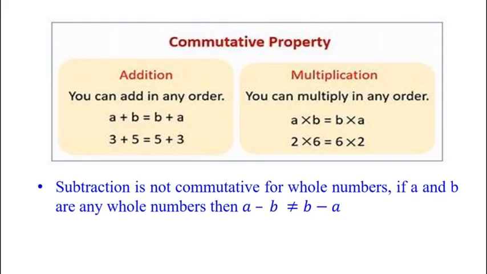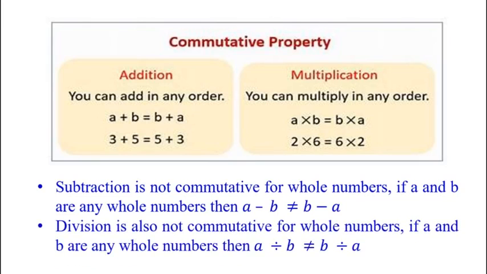So subtraction is not commutative for whole numbers. That means if A and B are any whole numbers, then A minus B is not equal to B minus A. Division is also not commutative for whole numbers. If A and B are any whole numbers, then A divided by B is not equal to B divided by A.